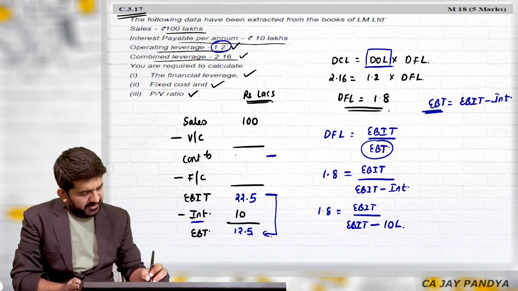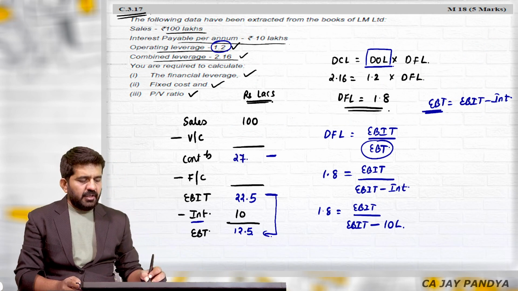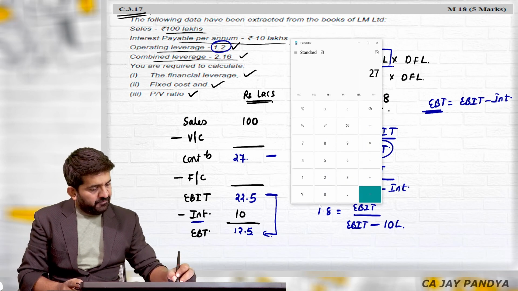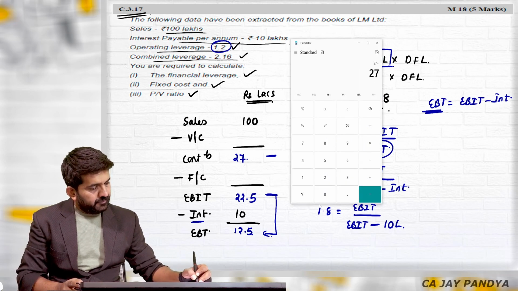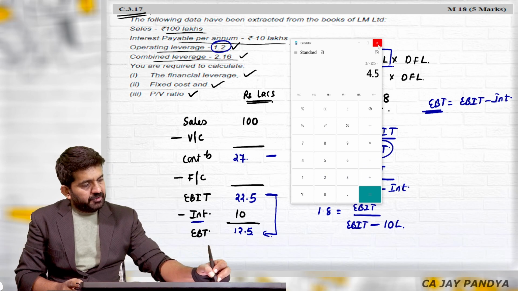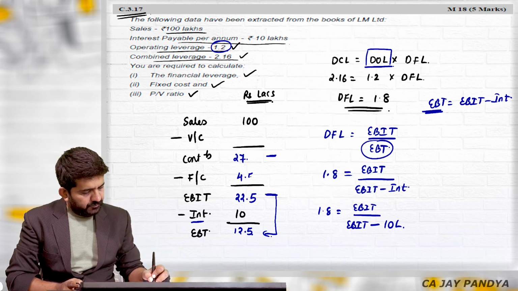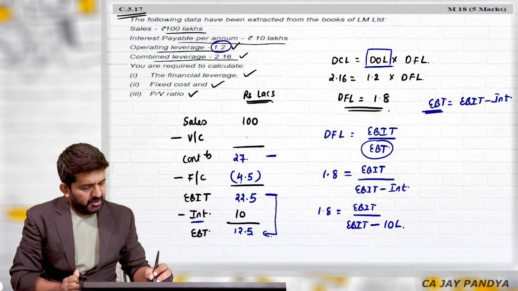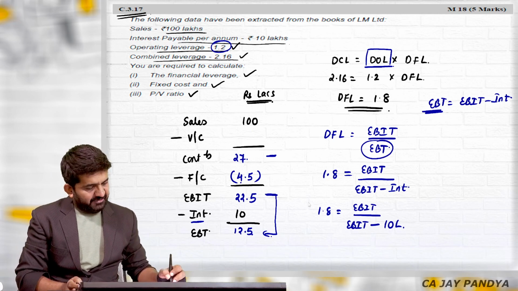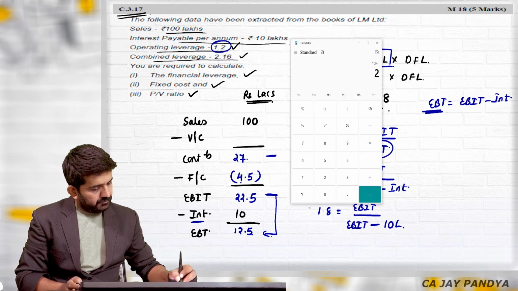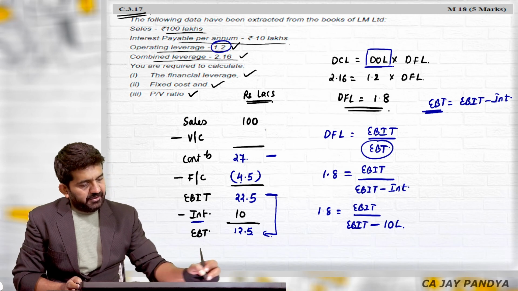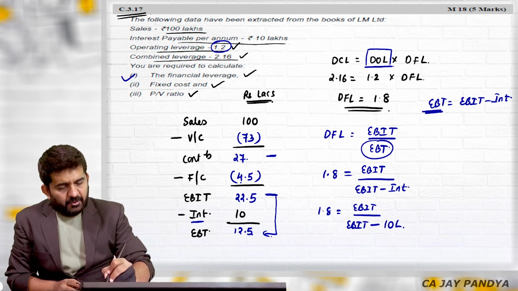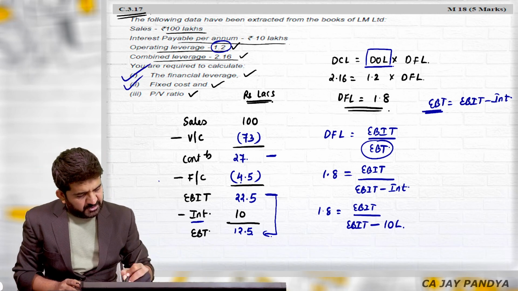Contribution is 27 lakhs. And so I can find out even fixed cost, which is 27 minus 22.5, which is 4.5. I can even get variable cost, which is 100 minus 27, 73. I have got financial leverage, I have got fixed cost.